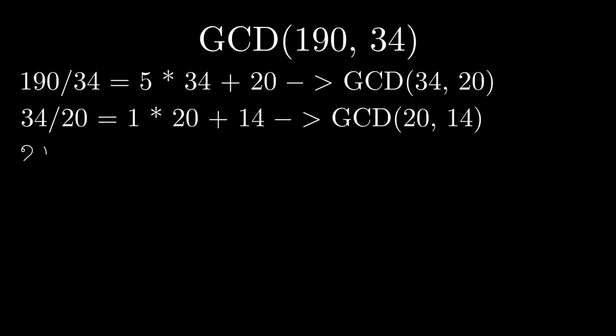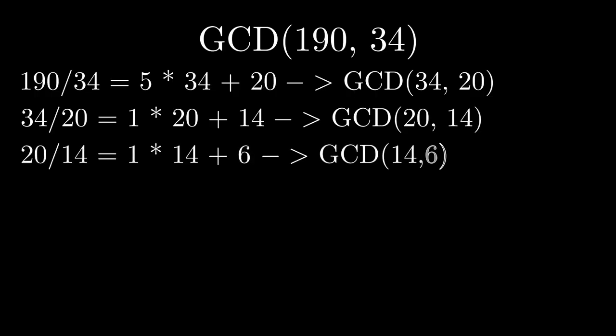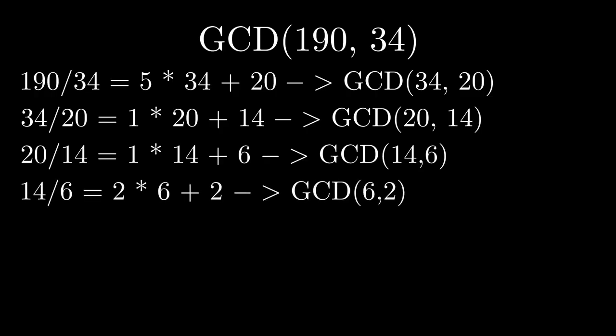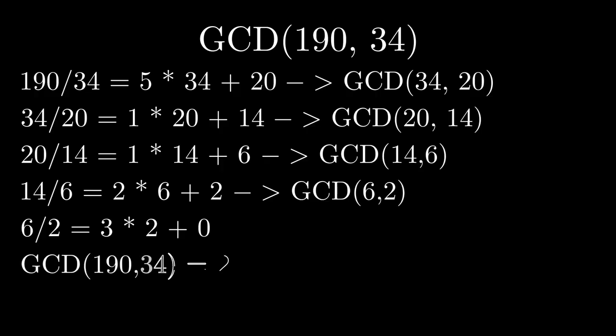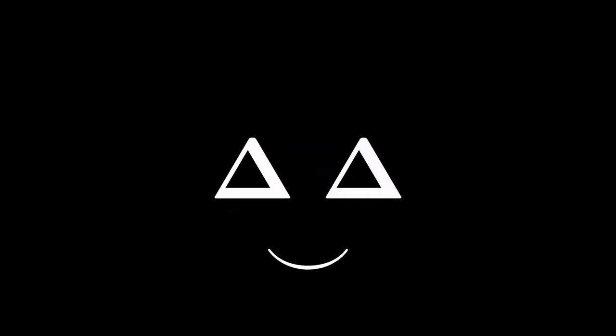This becomes 20 divided by 14, which becomes 1 times 14 plus 6. This becomes 14 divided by 6, which is 2 times 6 plus 2. And finally, 6 divided by 2, which becomes 3 times 2 plus 0. Because our remainder is 0, we know that the previous remainder of 2 is the GCD of 190 and 34. Feel free to try this algorithm with a few other numbers to get a good feel for it. There will be some problems to try under this video.